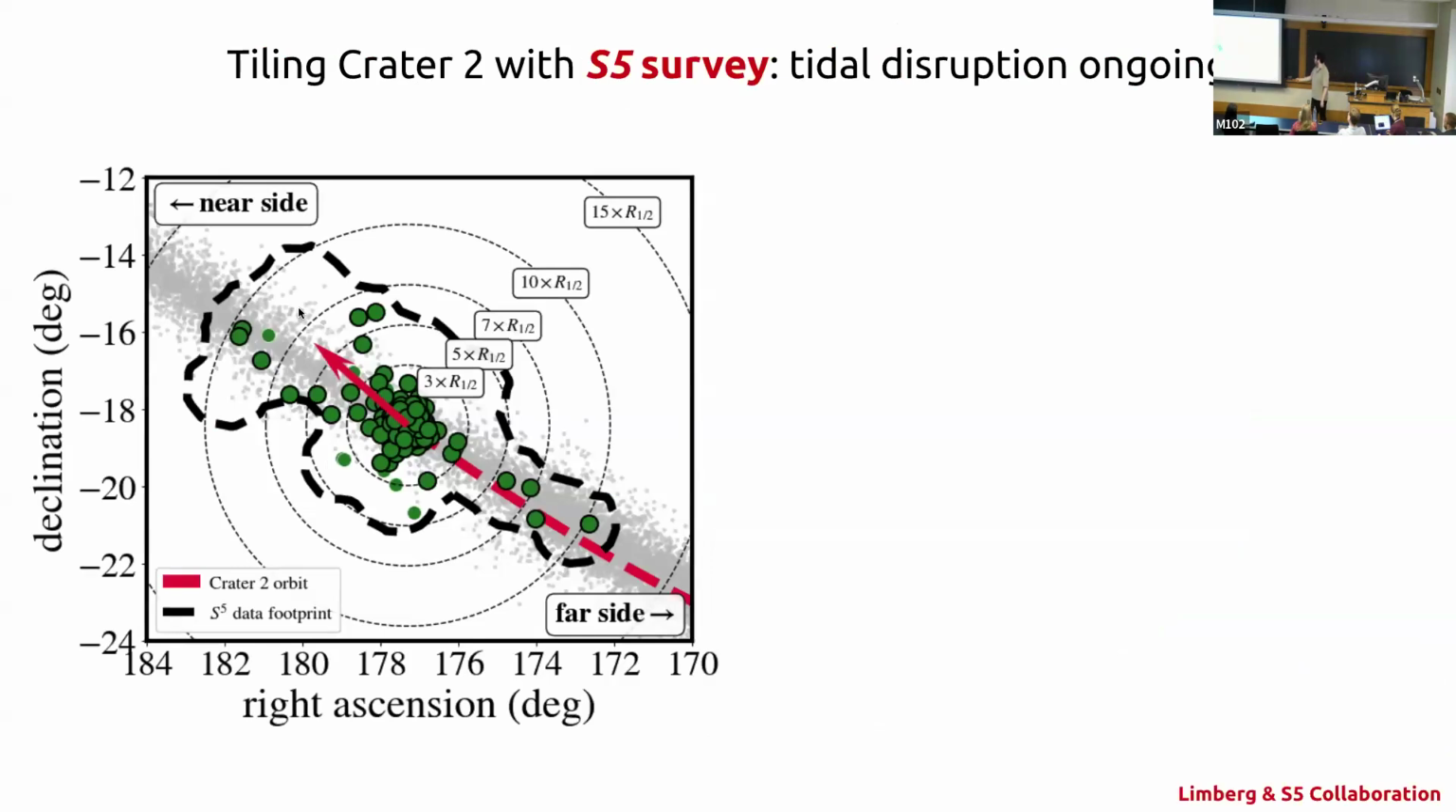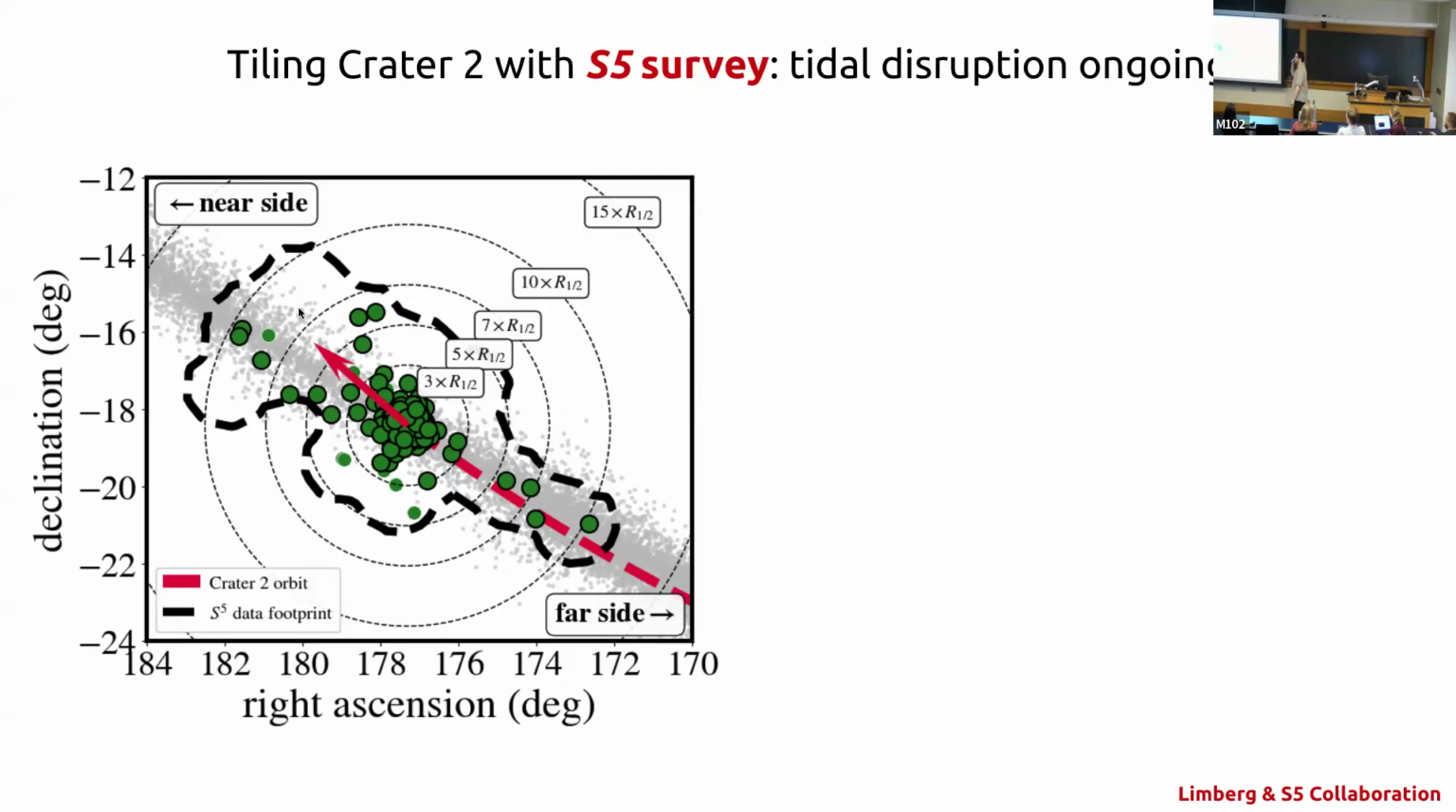So this is positions on the sky, and these green dots right here in the middle are the core, or the remnant body of the Crater 2 galaxy. And in black is the footprint of the survey. We have this very weird footprint just because the telescope broke and we couldn't get more data. And essentially the string is just there.